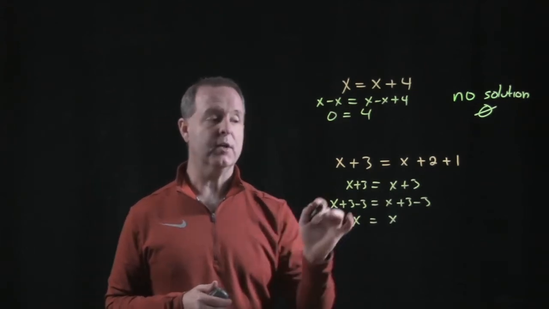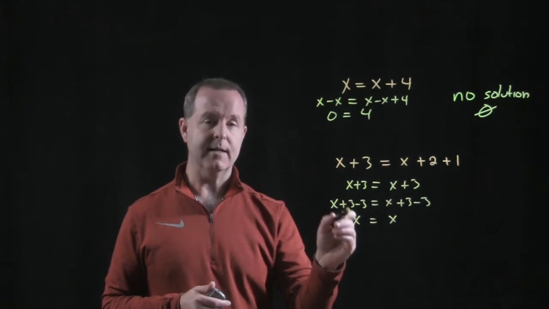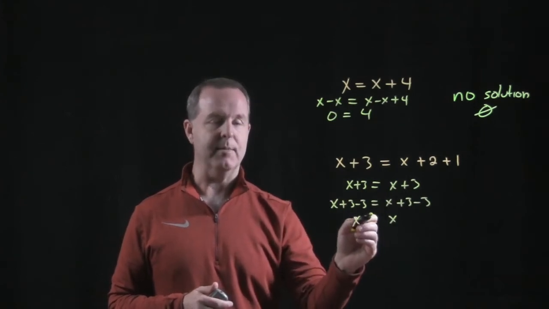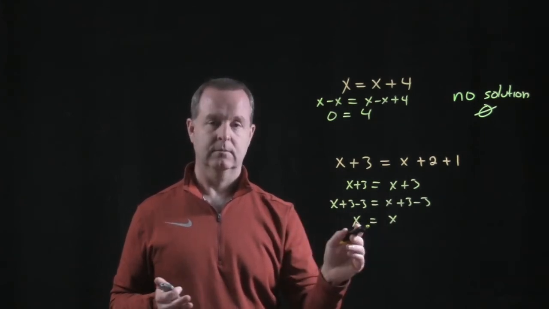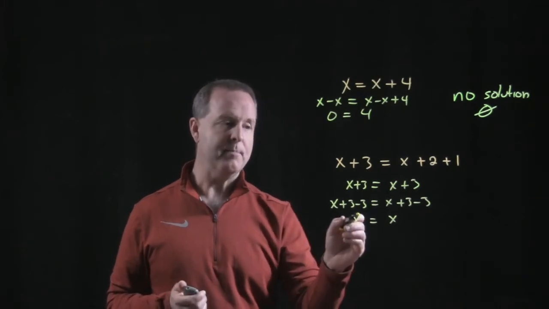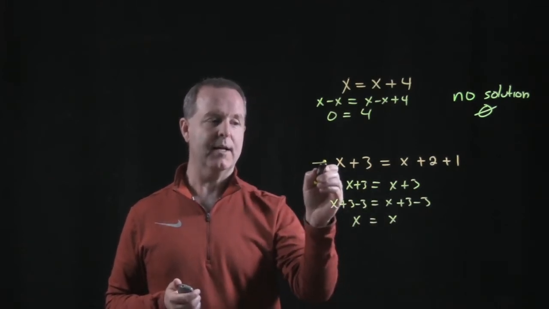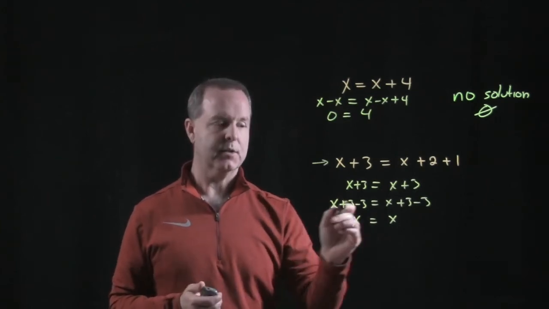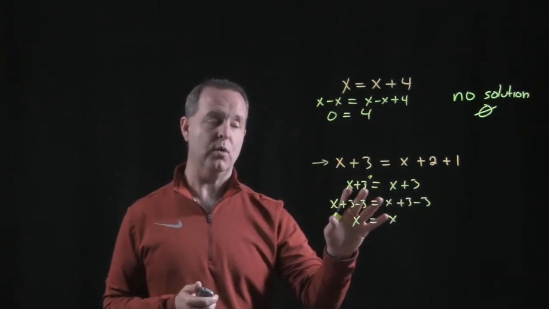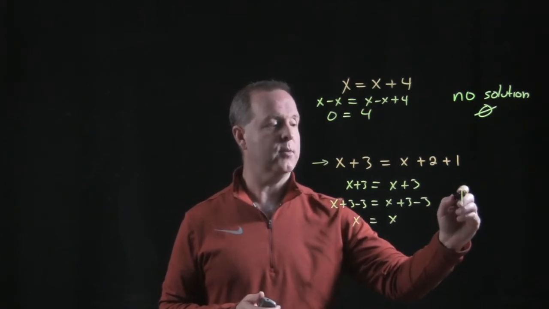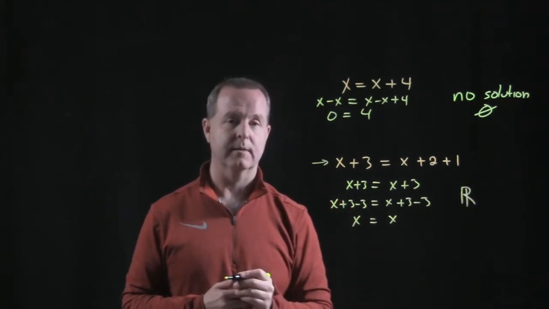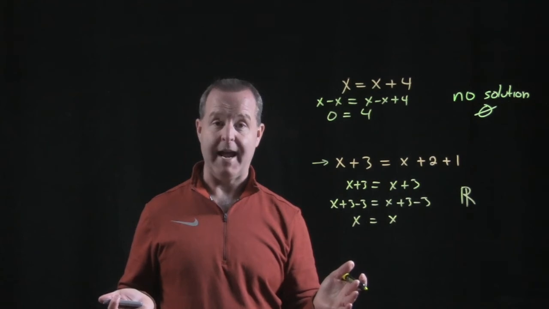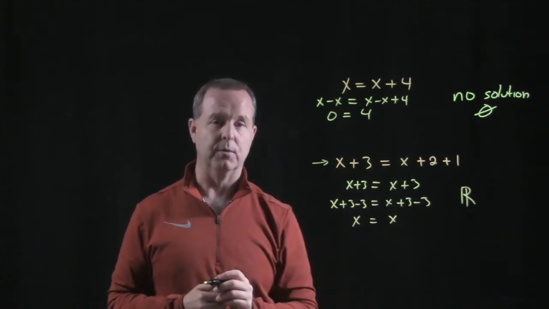What that means is, sometimes as you work through it, you're going to get a statement that's true. What does that mean? It means that any value in your original equation will make that statement true. It's called an identity. So the solution set for this one is what sometimes we write as all real numbers. All values of x make this true.